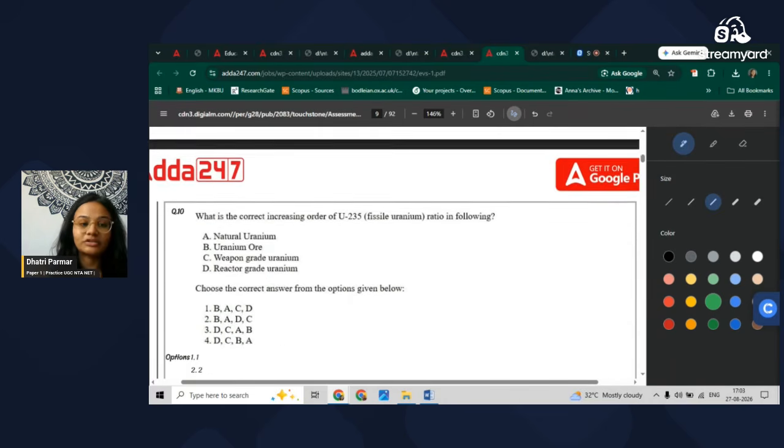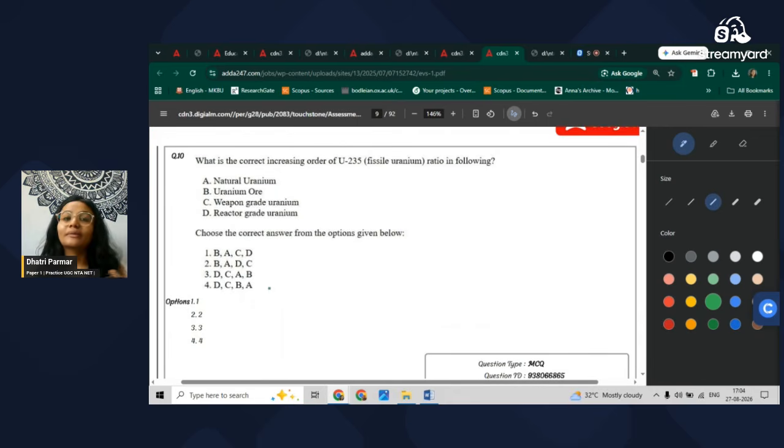Moving to the next question, from the people and environment unit: what is the correct increasing order of the U235 fissile uranium ratio in the following?